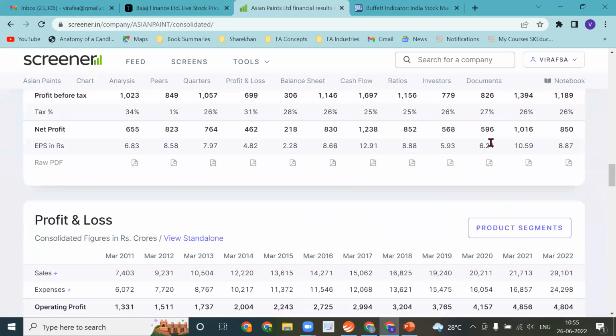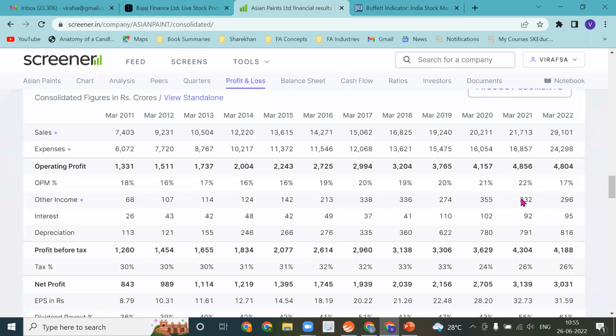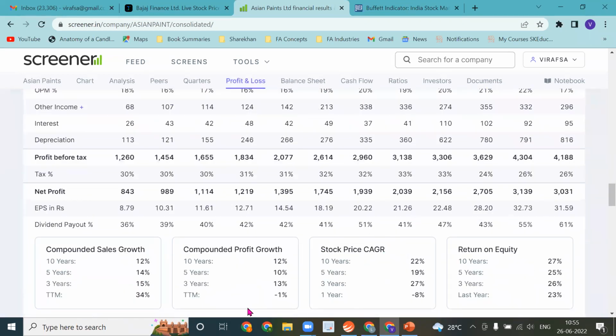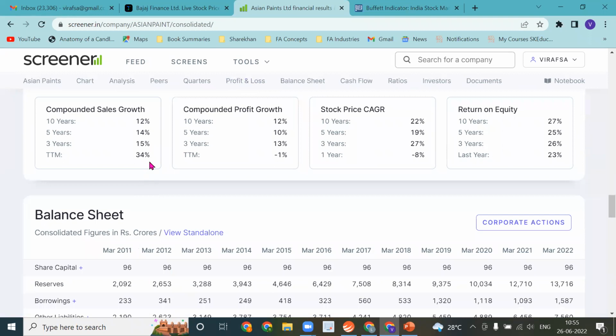This is quarterly EPS and this is yearly EPS. See the sales. We are looking at Asian Paints. In the last 12 months, it has now started moving. Profit growth is negative because the margins are going down. In the last 12 months, it is down. It will come back, no issue. Price is down, definitely it is down.